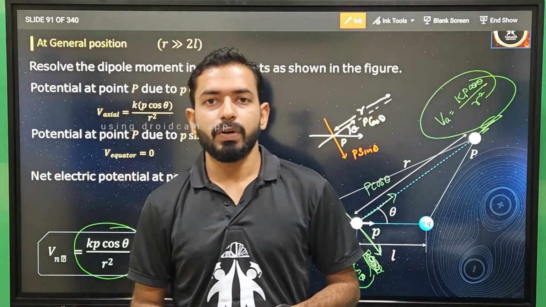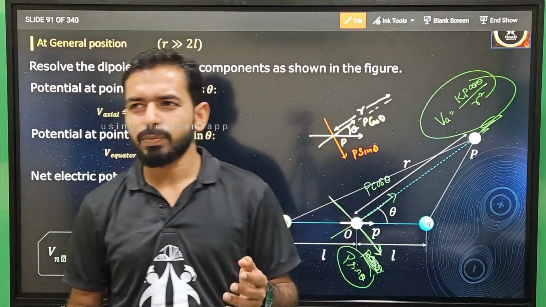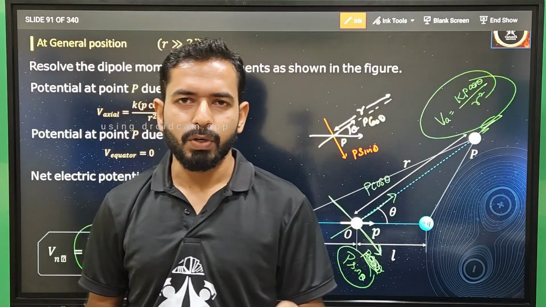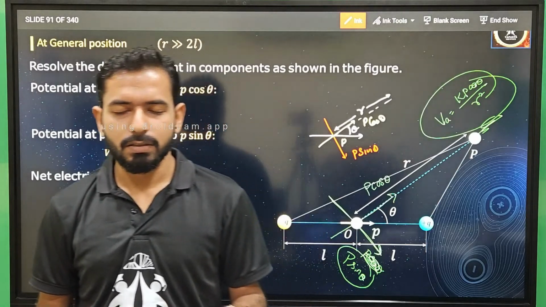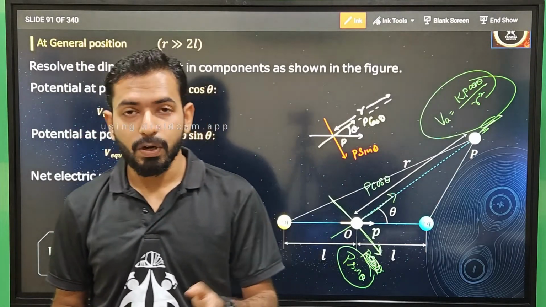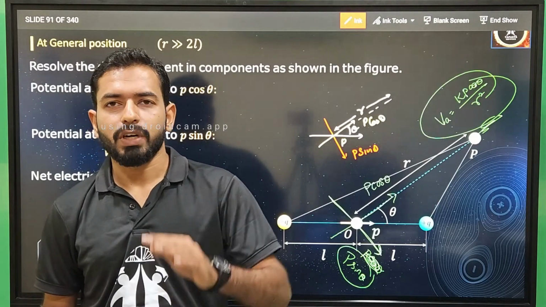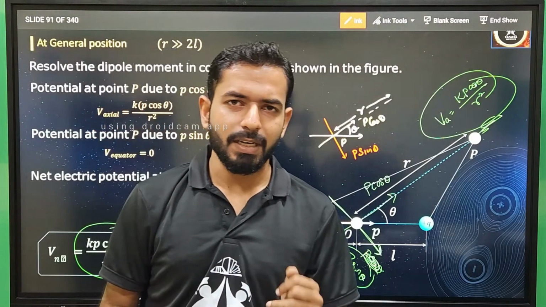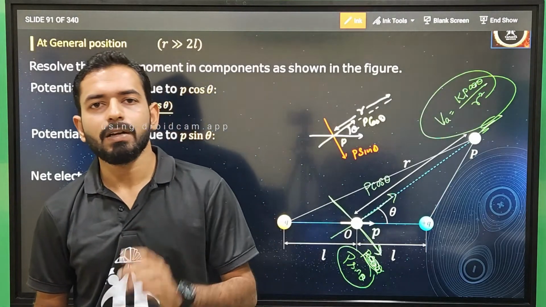So this was all about dipole. I hope that now the next point is only about the torque and the potential energy. We will discuss the energy required to rotate any dipole from theta 1 to theta 2. This kind of thing we are going to discuss in the next part.